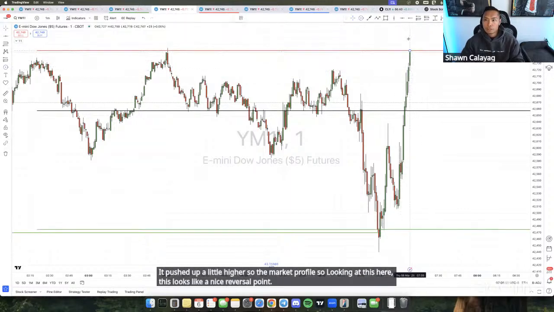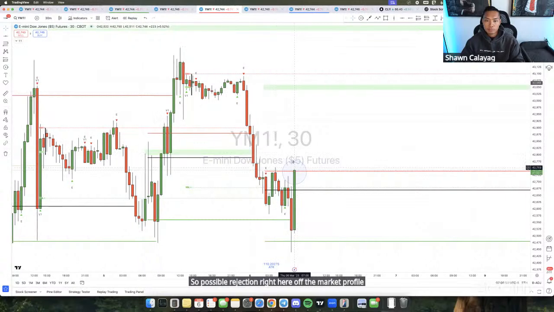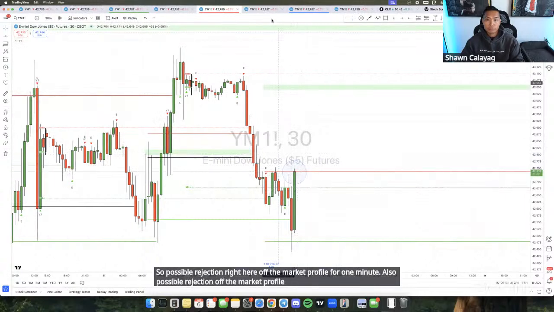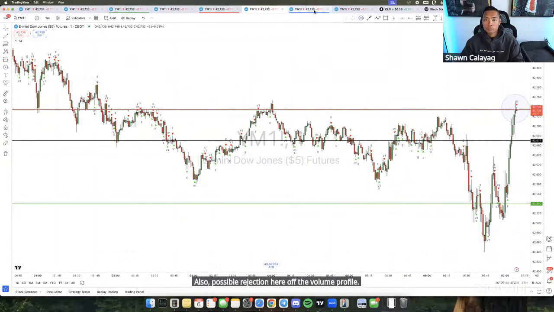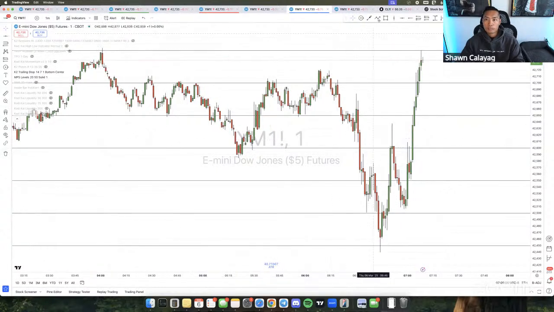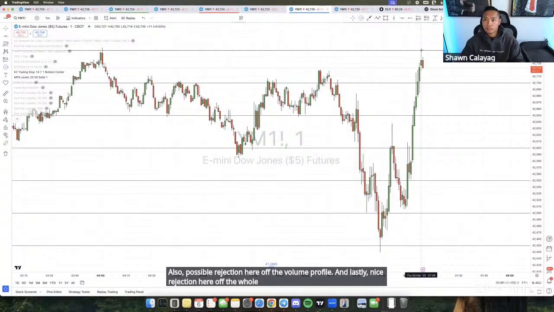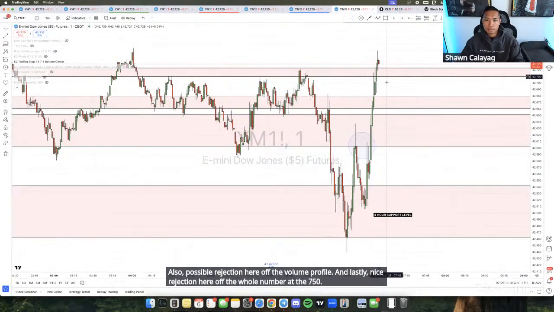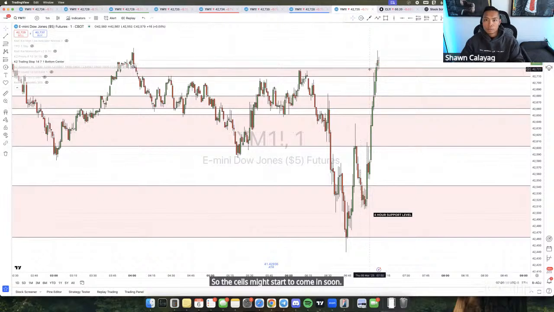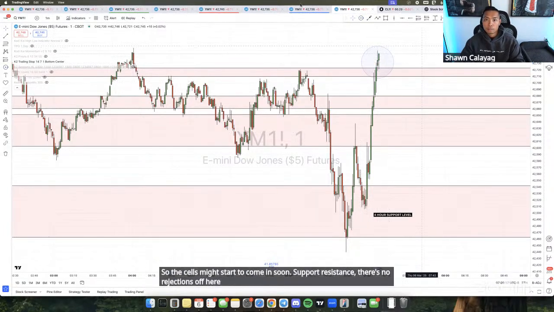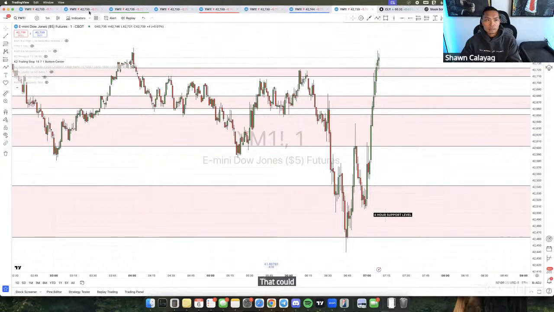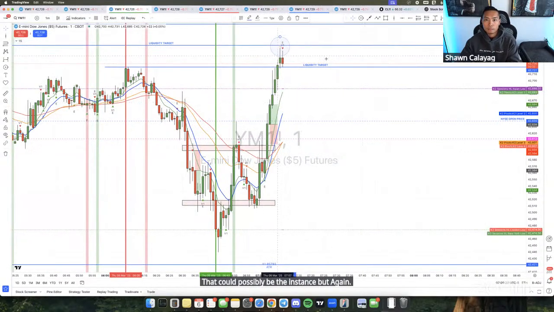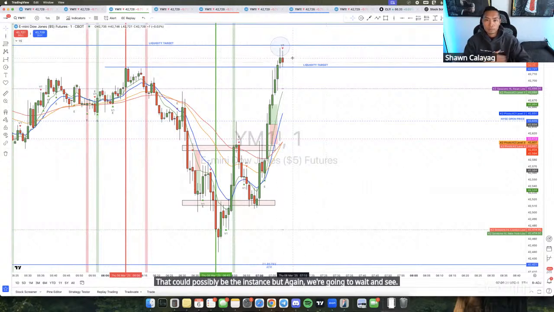So possible rejection right here off the market profile on the 1 minute. Also possible rejection off the market profile here on the 30-minute. Also possible rejection here off the volume profile. And lastly, nice rejection here off the whole number at the 750. So the sells might start to come in soon. Support resistance, there's no rejections off here yet, but if it fakes out up here, swings down, retests, and comes back down further, that could possibly be the instance. But again, we're going to wait and see. We got a V1 up here.